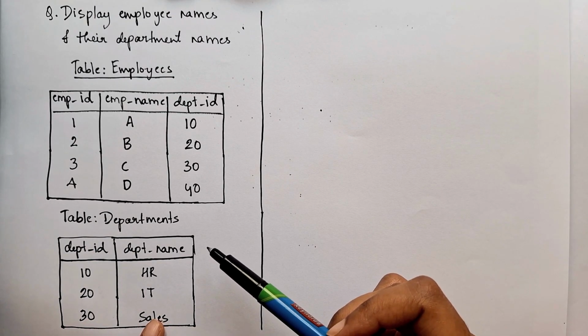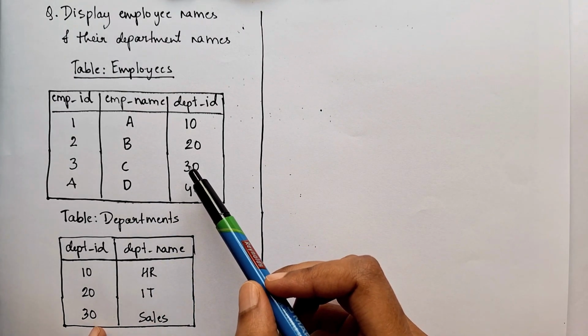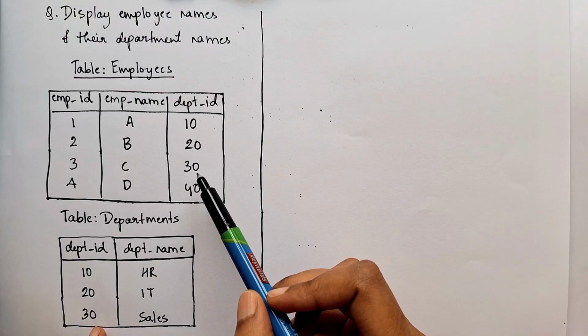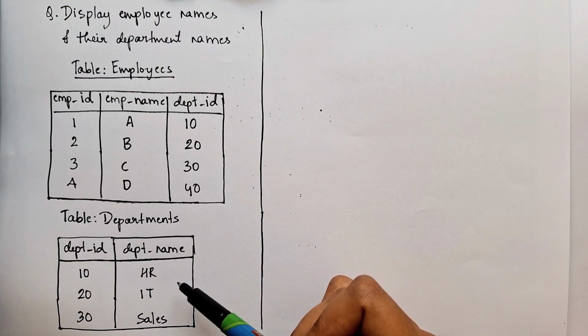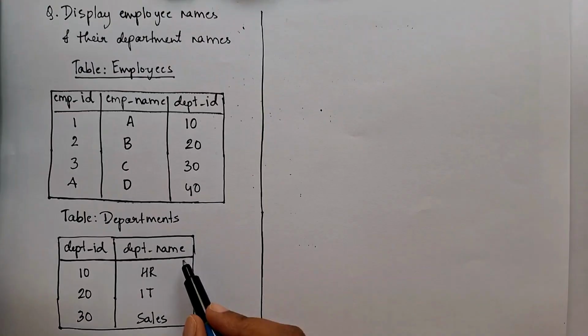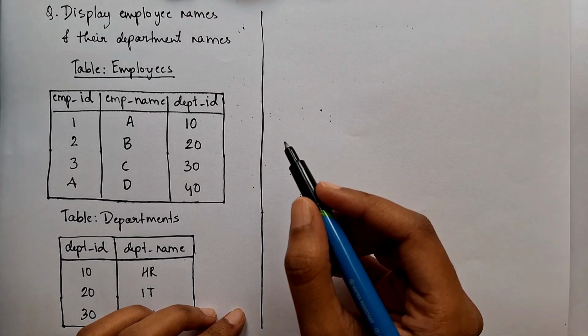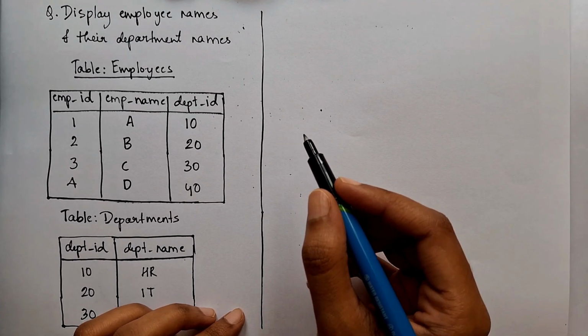Now both tables are related using department ID, which is a common column. You can see here, right? So to combine this data, we will use inner join. Now let's write the query step by step. First, we write select and mention the columns we need.